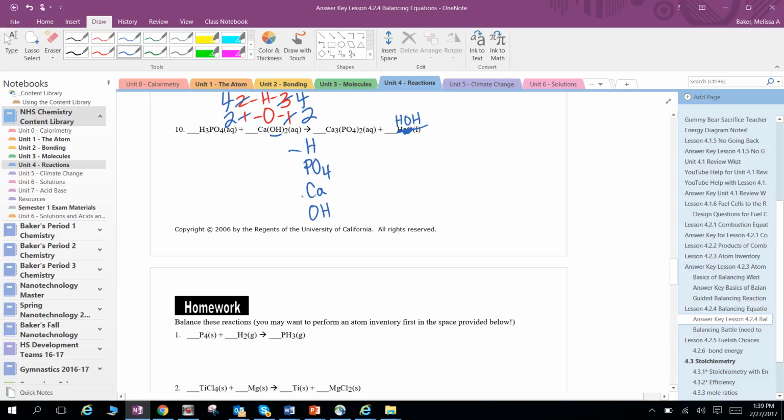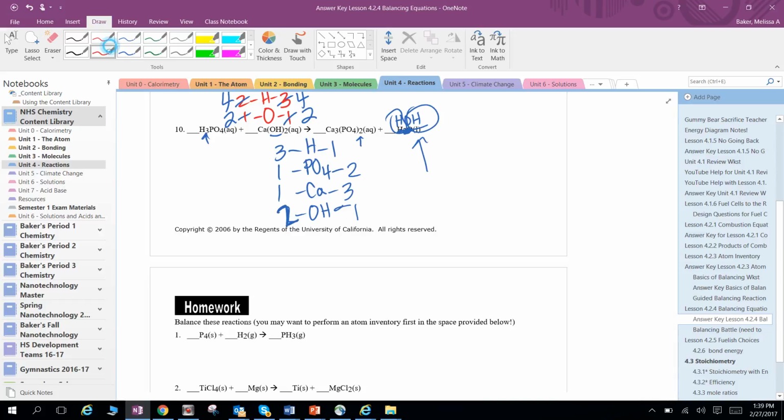So right now, for just the plain old hydrogens, I've got 3 on the left, and I've got just 1 on the right. For phosphates, 1 on the left and 2 on the right. 1 calcium on the left, 3 on the right. And the OHs that stayed together, I've got 2 on the left and just 1 on the right. Here's my OH on the right.